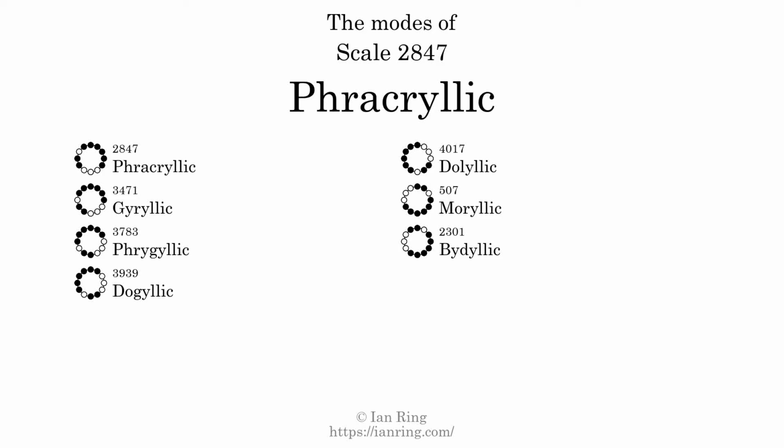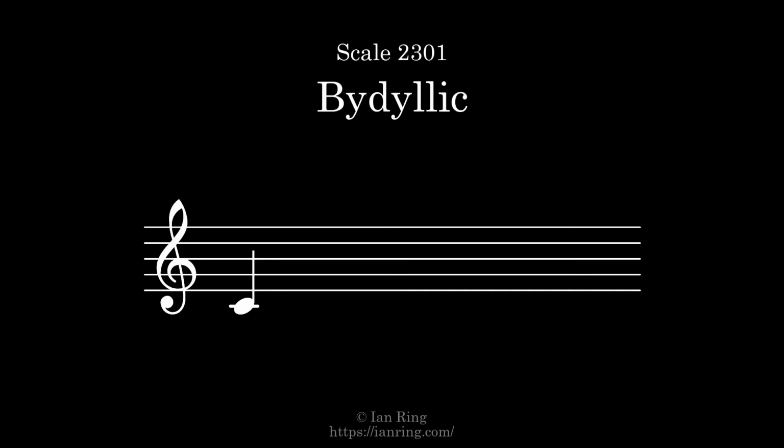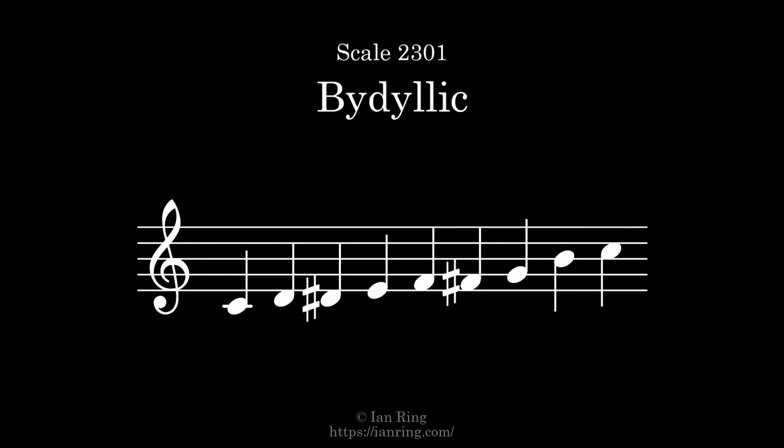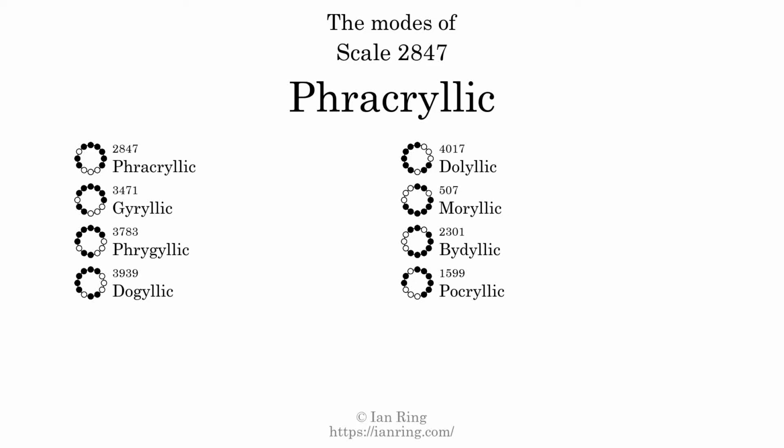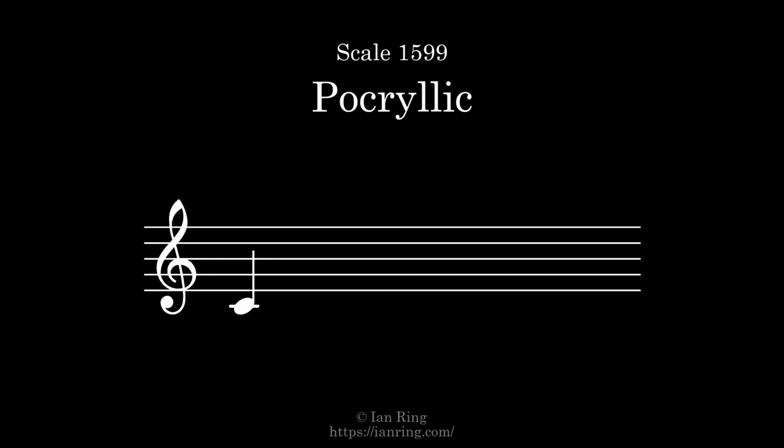The seventh mode is scale 2301. Also known as Bidilic. It sounds like this. The eighth and last mode is scale 1599, also known as Phracryllic. It sounds like this.